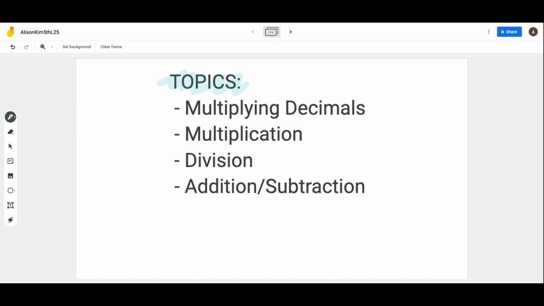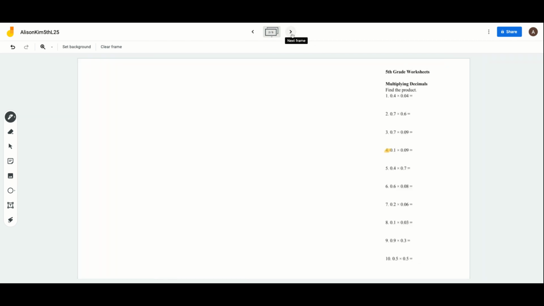Hi 5th graders, today's topics are multiplying decimals, multiplication, division, addition, and subtraction. So let's get started. We're going to start off with multiplying decimals.